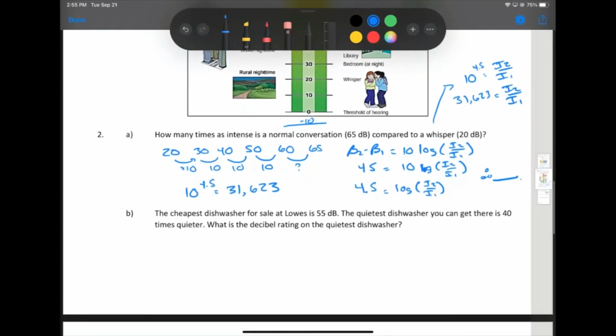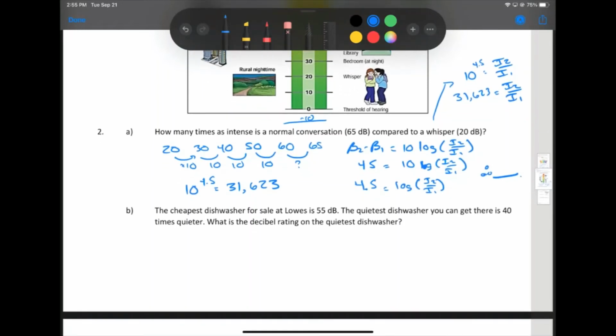Part B. The cheapest dishwasher for sale at Lowe's is 55 decibels. The quietest dishwasher you can get is 40 times quieter. That's how they advertise it. It's 40 times quieter. What is the decibel rating of the quietest dishwasher? Okay.